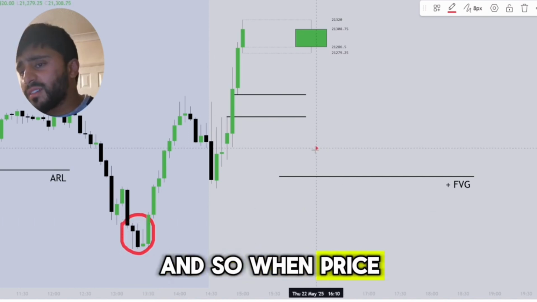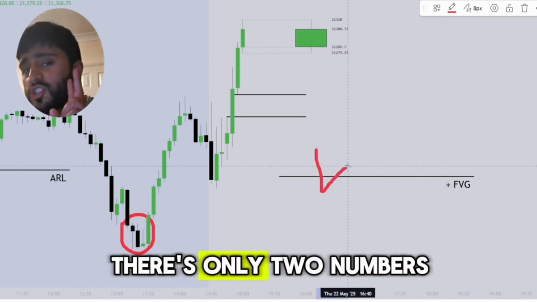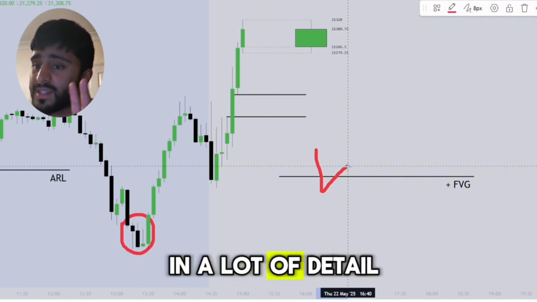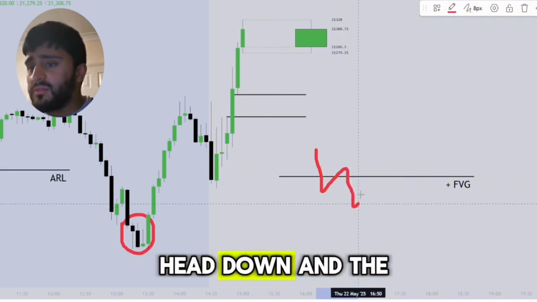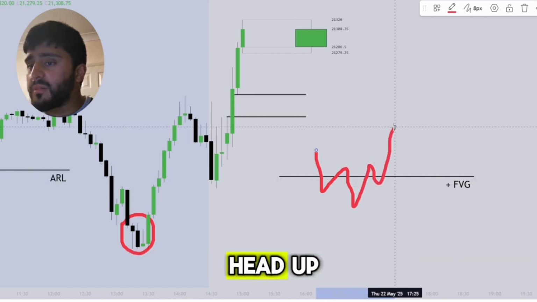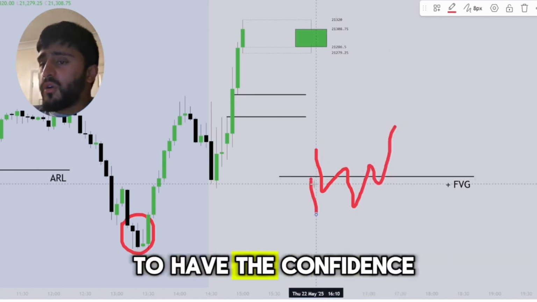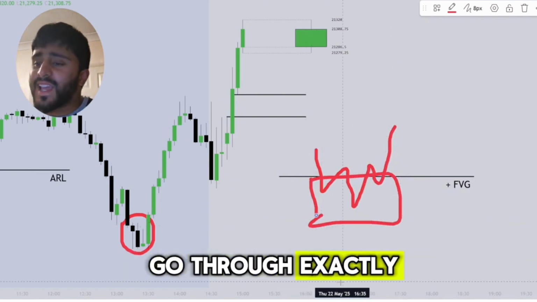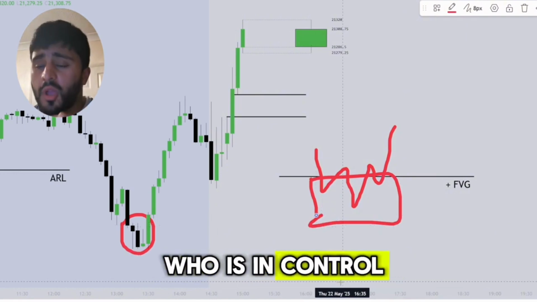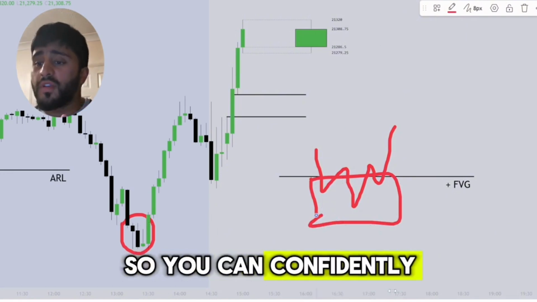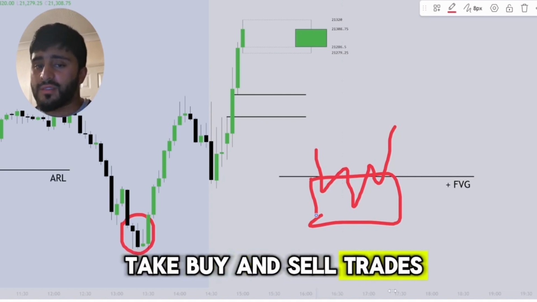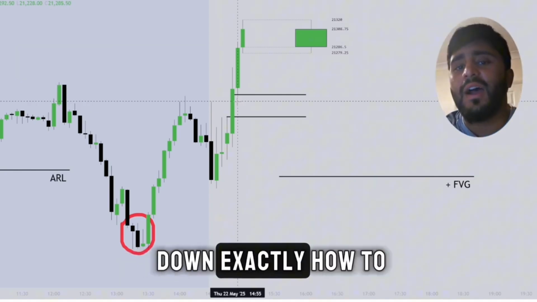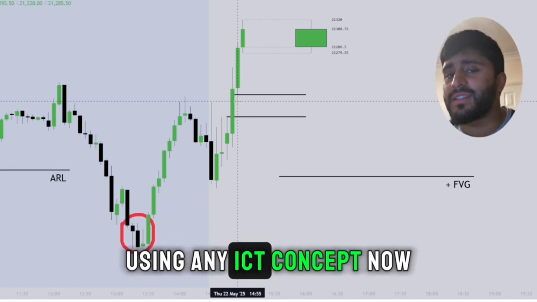And so when price comes into a fair value gap like this, there's only two numbers you need. And this is what we're going to go through in a lot of detail. So the market can head down, and the market is eventually going to head up. It is your job to have the confidence to take trades inside of this region, right? So we are going to go through exactly how you can see who is in control between buyers and sellers so you can confidently take buy and sell trades. So we are going to go over this, right? And we're going to break down exactly how to trade fair value gaps using any ICT concept.